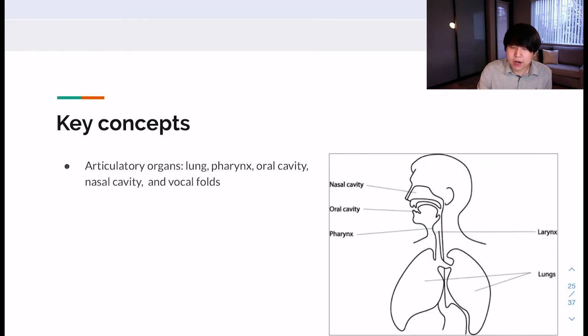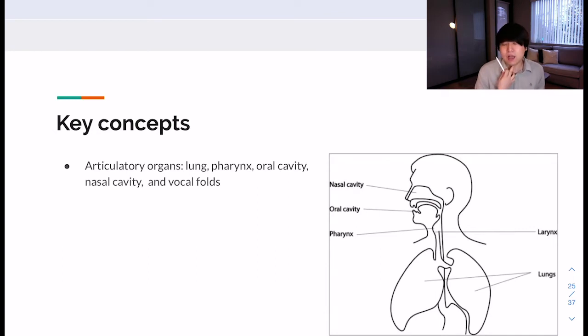There are articulatory organs in the human body that you learned in week one. The air is coming out from the lungs. It goes through the larynx, pharynx, and comes out from our oral cavity, in other words, the mouth, or it comes out from our nasal cavity, in other words, the nose. And there is a vocal fold right in the middle of the larynx.